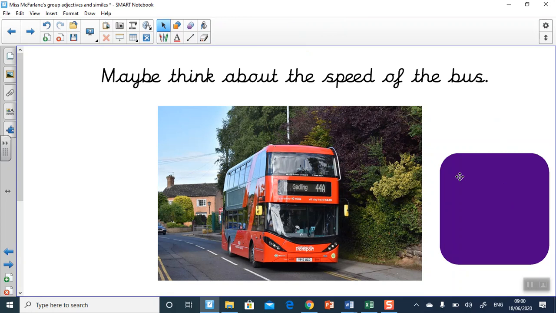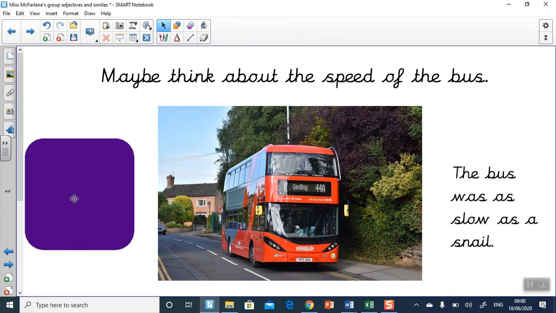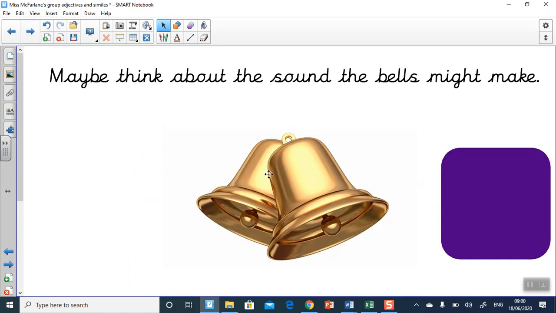Okay, let's have a look at what I've got then. I used the bus was as slow as a snail. Snails move really slowly. So I've used the bus was as slow as a snail to indicate how slow the bus was moving. Have a look at this one. You've got some bells. Maybe think about the sound the bells might make. The bells were as loud as, the bells were as soft as, the bells were like. Okay, pause the video now and see if you can have a go at that one.